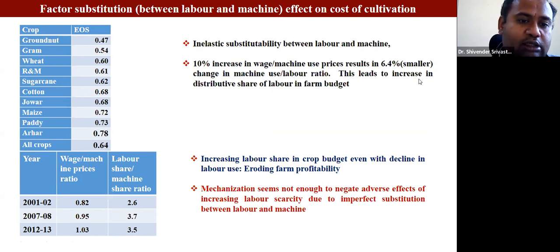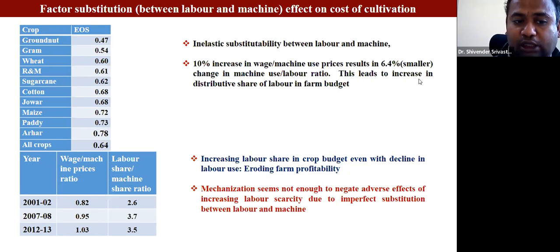That elasticity is inelastic. Similarly, 0.64 is the average, which shows that if there is about a 10% increase in the ratio of wage and price, it means that it is the relative change in the price of labor and machine which actually matters, not exactly only the price of labor or price of machine. The farmer will substitute labor with machine when he finds that the machine is now cheaper than the labor. If the prices increase in the same proportion, both the price of labor and machine, then he may not like to substitute.